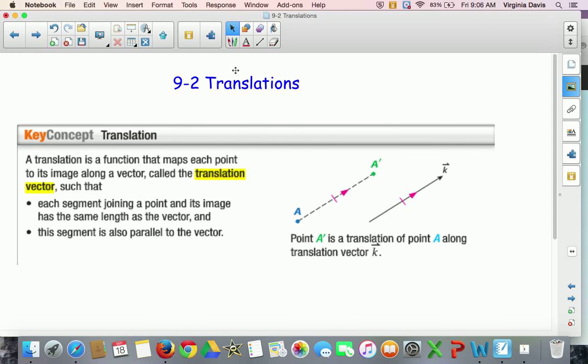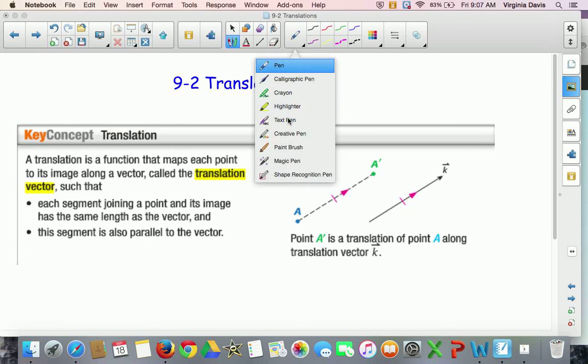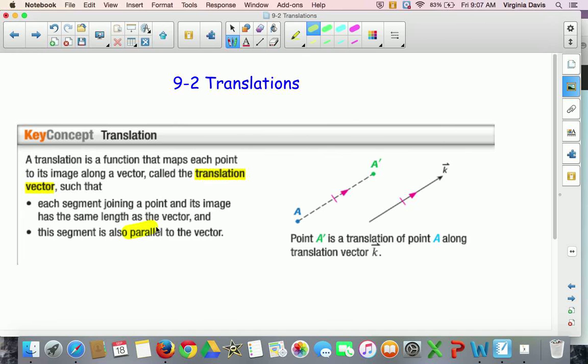We can show or name vectors by a little letter with a little half line above it. So point A prime is a translation of point A along the translation vector K. You're going to measure the vector and then take it from your original point to your new point, and that's what you do to get your new point, your A prime. It also has to be parallel to the vector. I know we haven't talked a lot about parallel lines, but parallel means that it does not intersect. Okay?